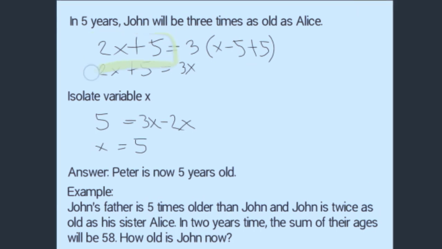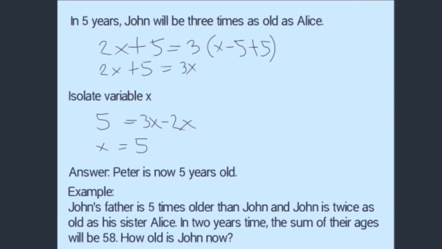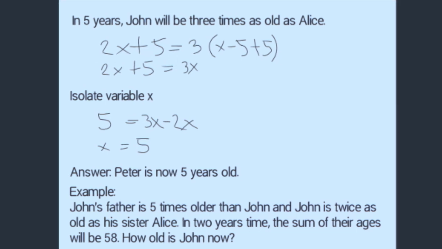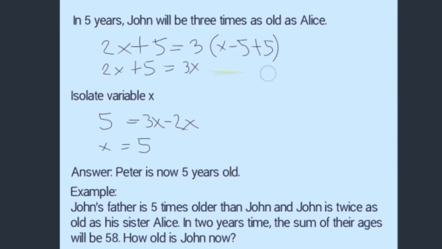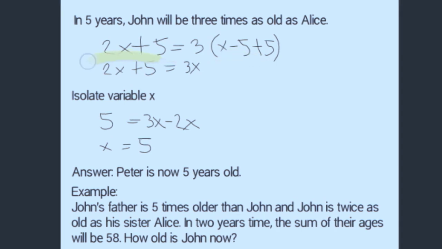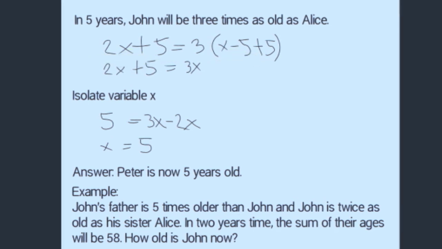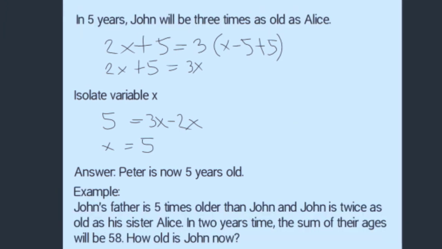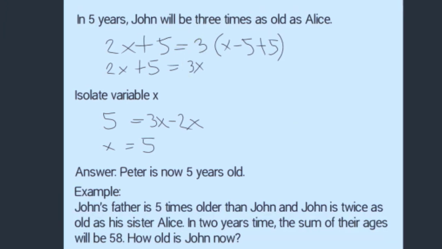So, itong 2X plus 5 is edad po ito ni John. Ngunit, si John will be 3 times as old as Alice. So, i-equate mo ang age ni John kay Alice. So, we have 3 times X minus 5 plus 5. So, note that negative 5 plus 5 is 0. So, magiging 3X na lang ito. So, we have 2X plus 5 equals 3X.